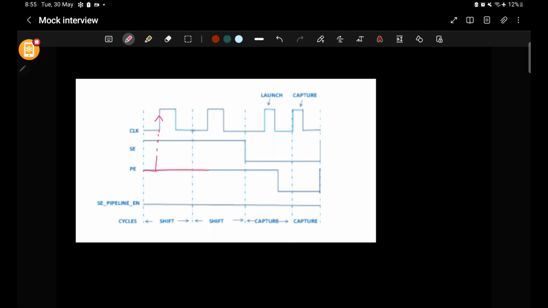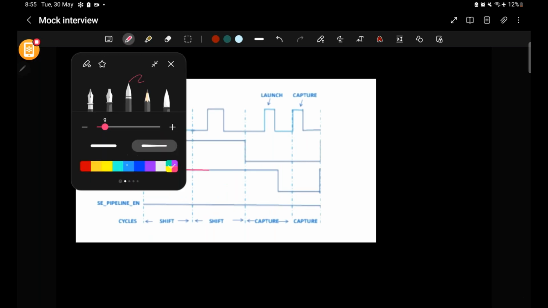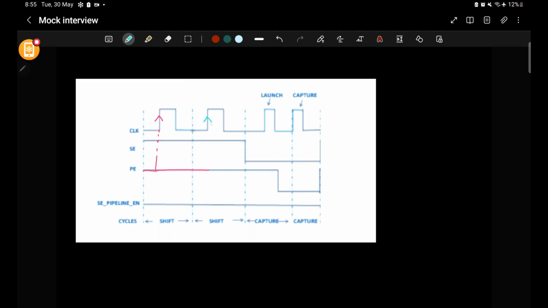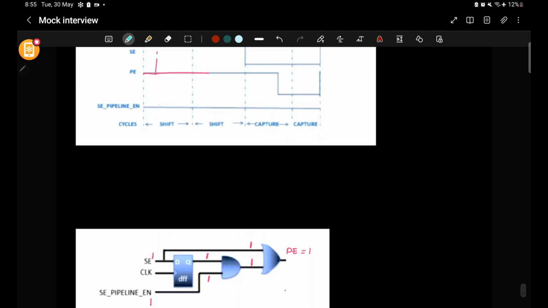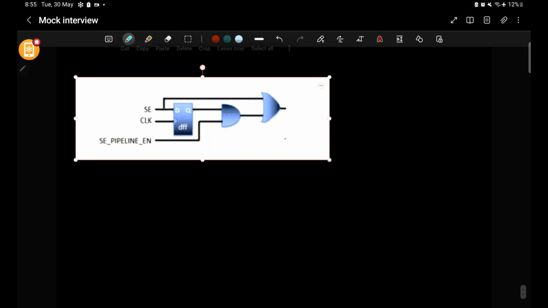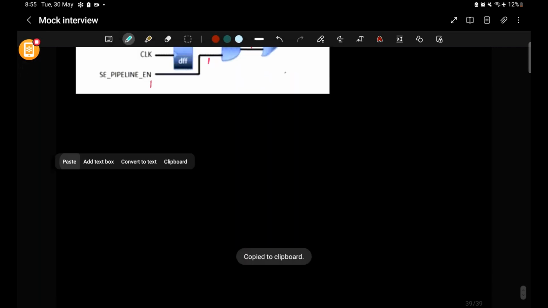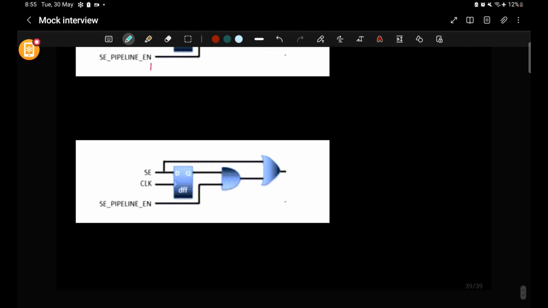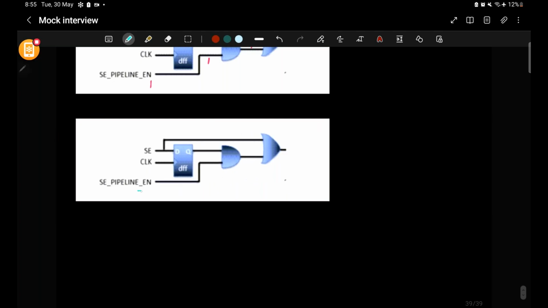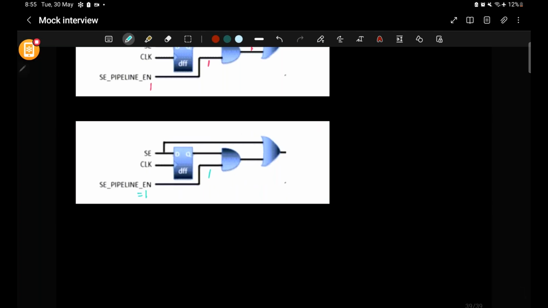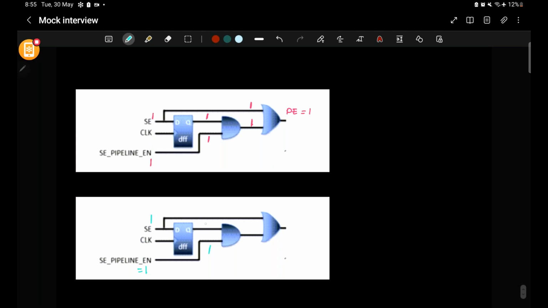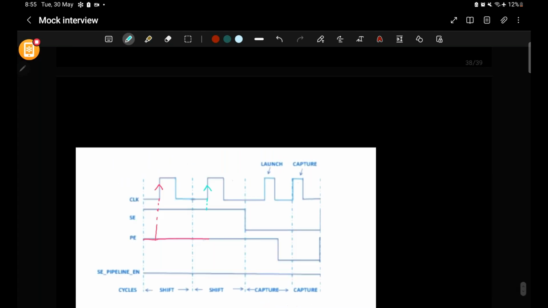It will be carried till the next rising edge. Again at this rising edge, it will check. Scan enable is 1 here. So again, let me just copy it and paste it here. This will be 1, this is 1, scan enable is 1 at that time. So this will be 1, this will be 1, this will be 1. So the pipeline scan enable is also becoming 1, and it will be carried till the next rising edge.